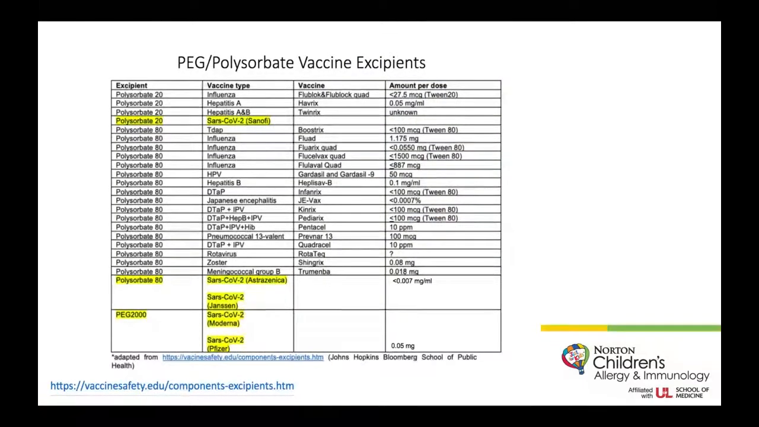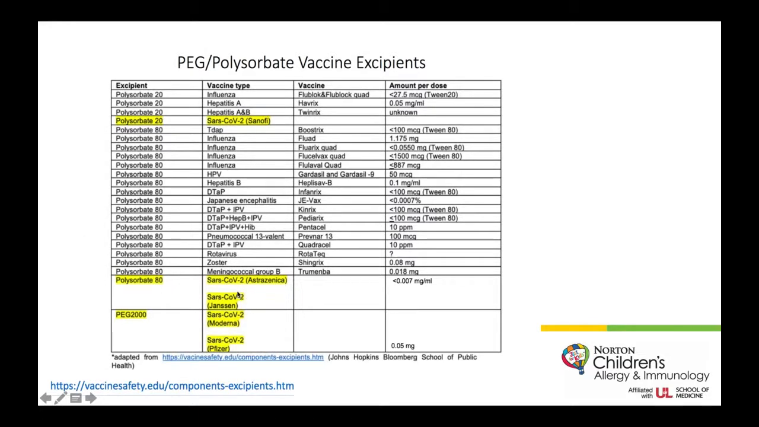I did want to show you all this because as pediatricians, you all may be interested to know that PEG and polysorbate 80. So polysorbate 80 is a monomer of PEG, and that is present in a whole host of childhood vaccines. So more likely than not, your patient has already received it or gets it every year from the flu vaccine. So PEG itself is present in Pfizer and Moderna.